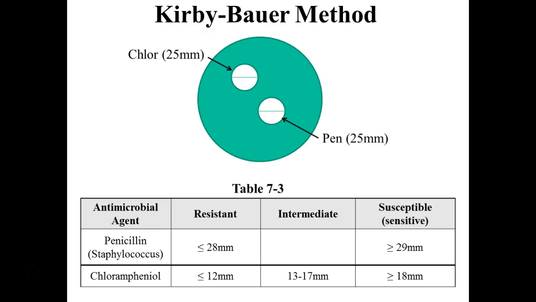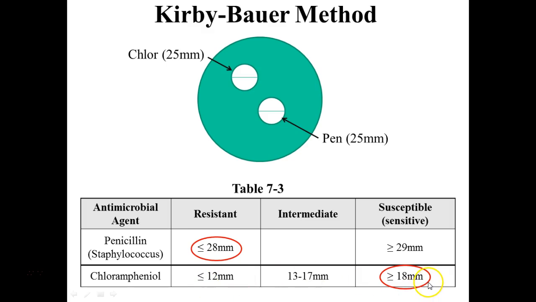But does that really matter? No, because you don't compare one zone size to the other for this test. You measure the zone and you compare it to the table, which of course I would provide you with. So according to the table, 25 for penicillin is resistant. It's got to be 29 or greater. So this particular hypothetical staphylococci is resistant to penicillin.